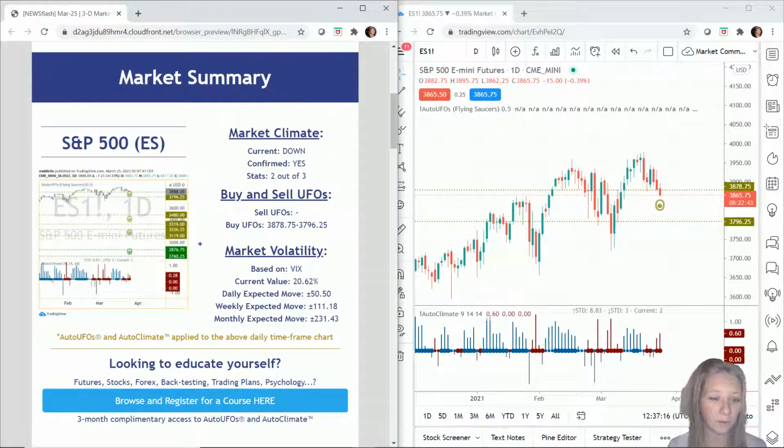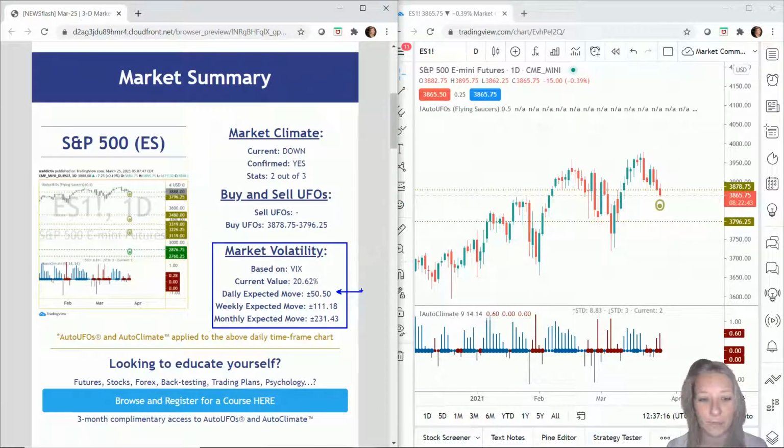Okay, when it comes to volatility, we expect a movement up or down in one day of 50.50 points. In 1 week, we would expect a movement up or down of 111.18. And in 1 month, we would expect movement up or down of 231.43. So again, that's what we expect in terms of movement up or down within these given periods of time. And then we can use our climate and UFOs to help us figure out in which direction that's more likely to happen. In the case of this, we have probability to the downside with the climate, the probability to the upside with the UFOs. So not quite lining up in the right way for us to have probabilities on our side.